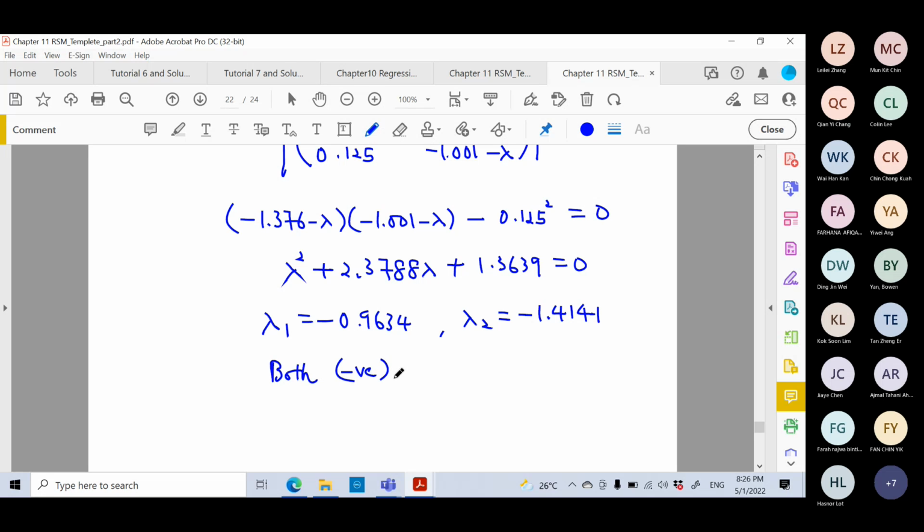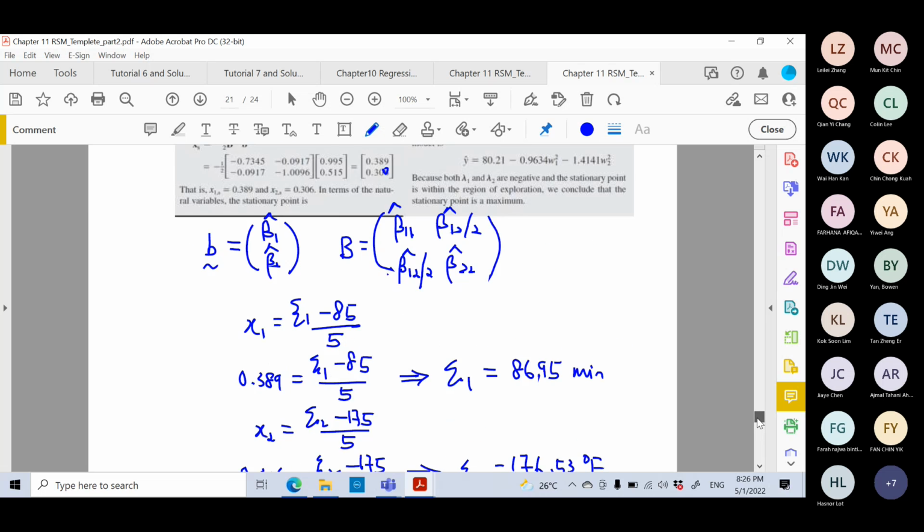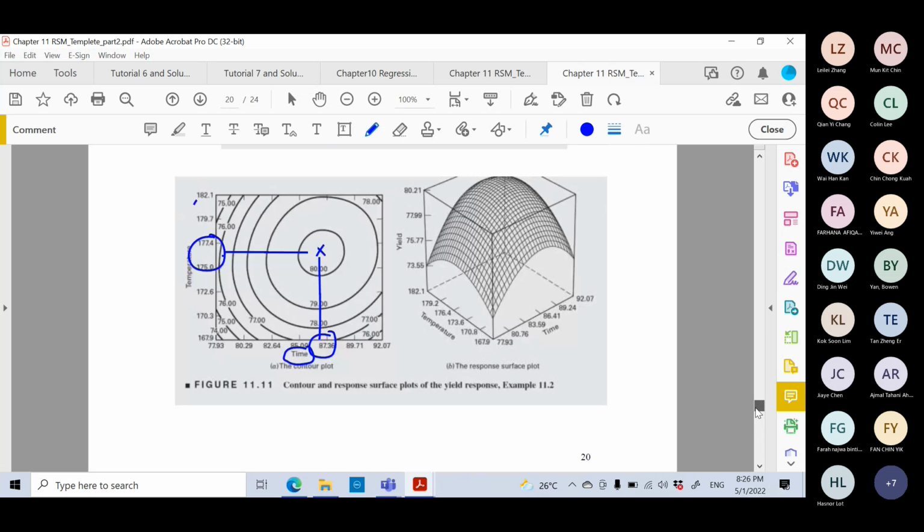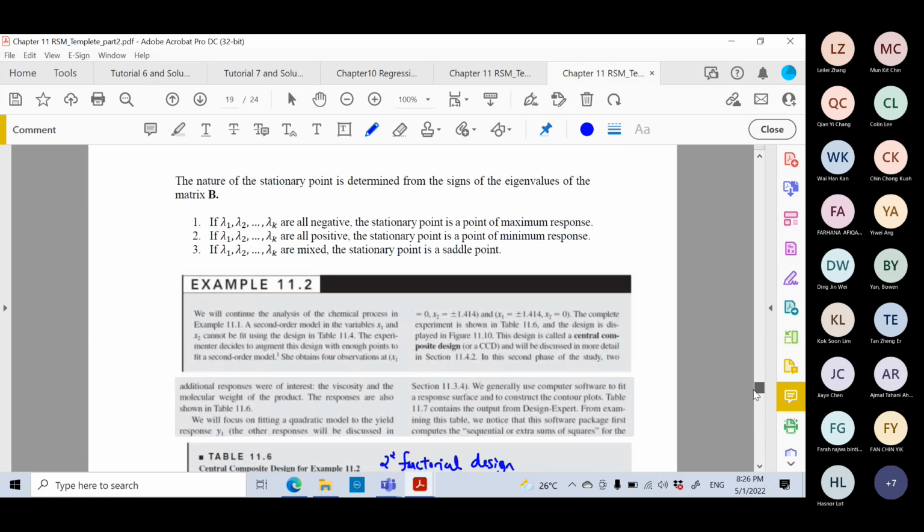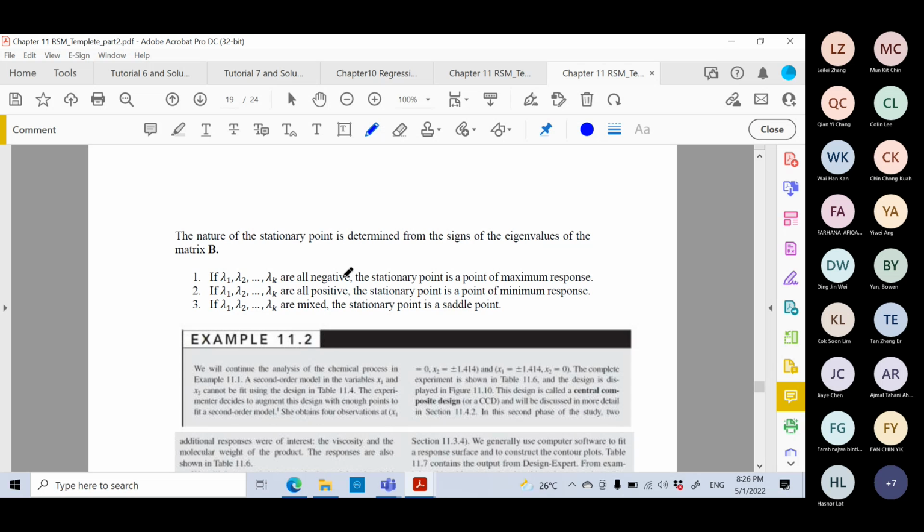Okay, both of them are negative. So therefore, the answer you obtain should be the maximum. Okay, the optimal is maximum. So this is what is mentioned to you here: if both of the lambdas are negative, then the stationary point is a maximum.